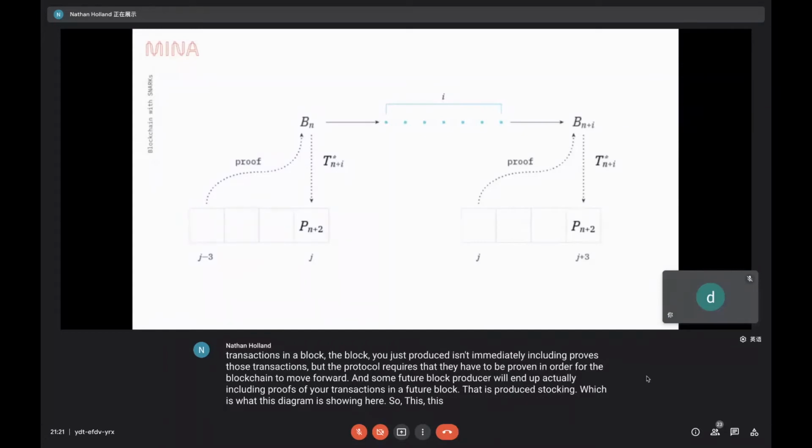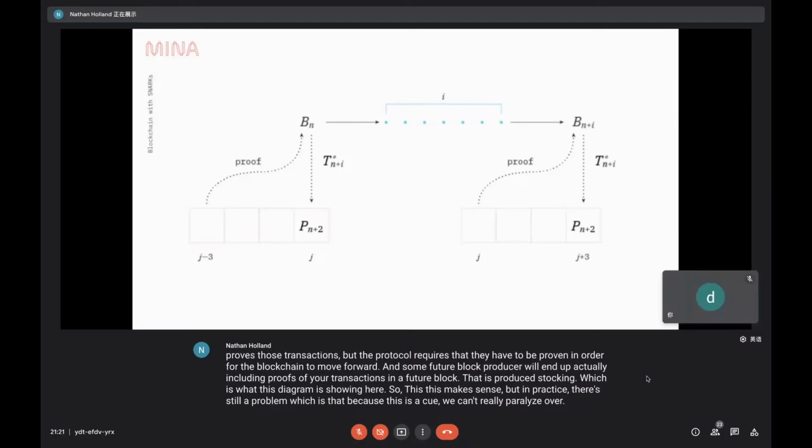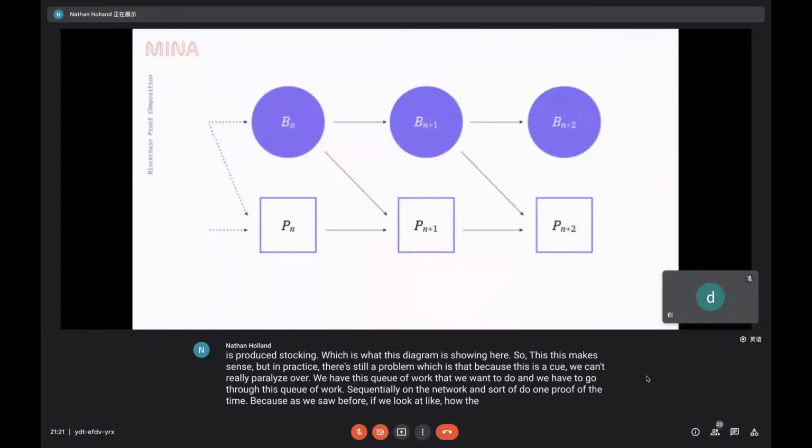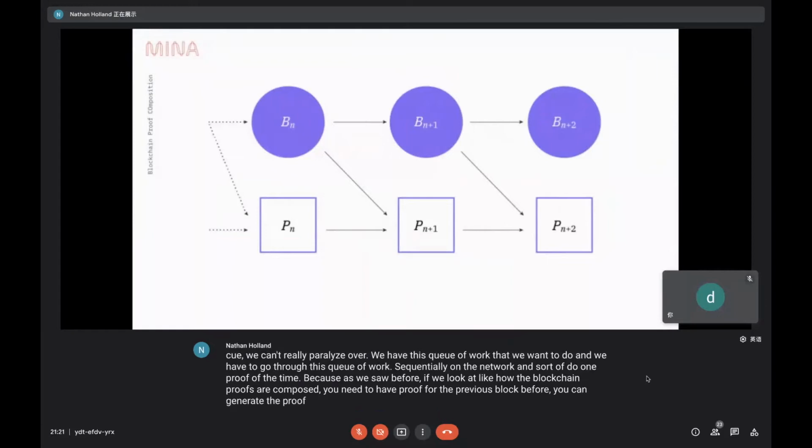So this makes sense, but in practice there's still a problem, which is that because this is a queue, we can't really parallelize over it. We have this queue of work that we want to do, and we have to go through this queue of work sequentially on the network and do one proof at a time, because as we saw before, if we look at how the blockchain proofs are composed, you need to have the proof for the previous block before you can generate the proof for the next block.